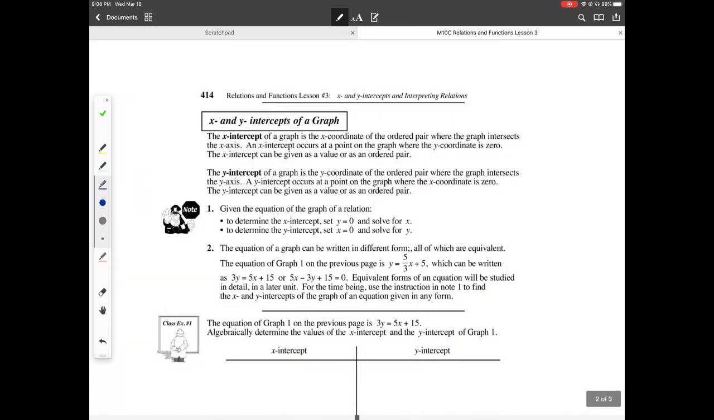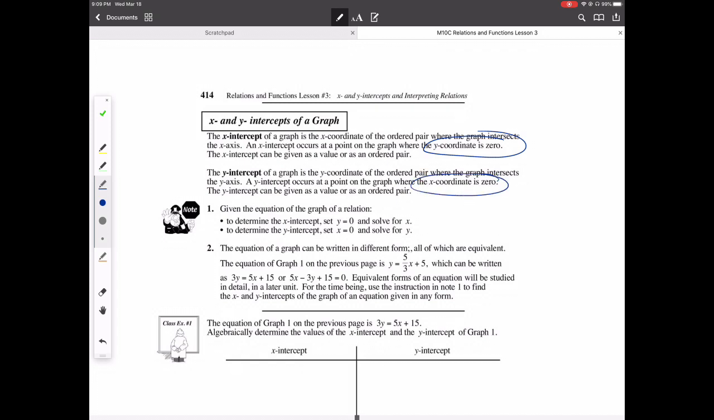Taking a look at the second page here, it talks about the x-intercept is the x-coordinate of the ordered pair where the graph intersects the x-axis, like we saw with those first examples. An x-intercept is always going to occur when y is 0. So the instant that I see x-intercept, I always think y is 0. The y-intercept is when it crosses the y-axis. The y-intercept is always going to occur when x is equal to 0.